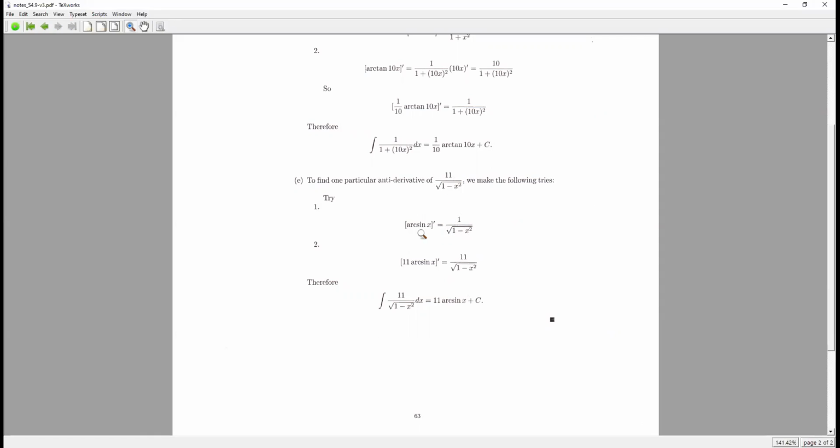Now, multiply this equation by 11. Then we get that the derivative of this function is the given function. So therefore, the indefinite integral of the given function is this particular antiderivative plus arbitrary number c.